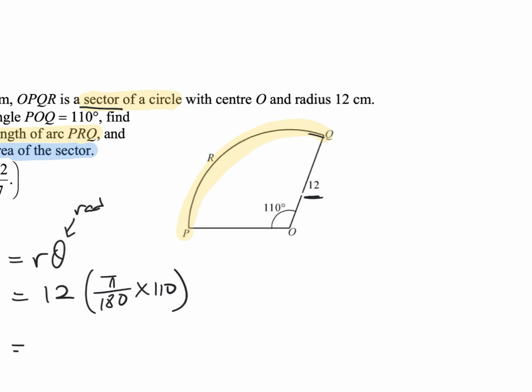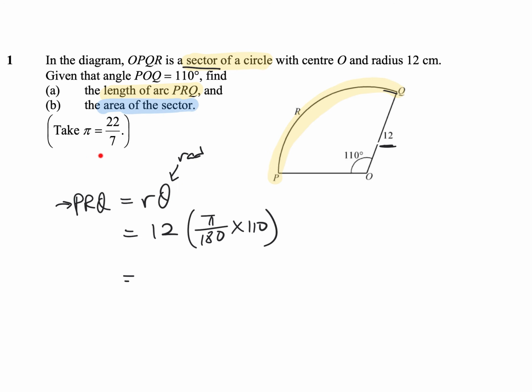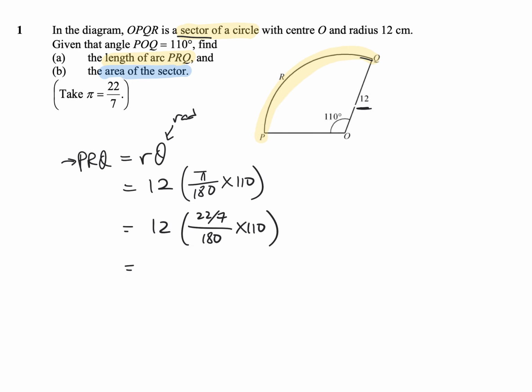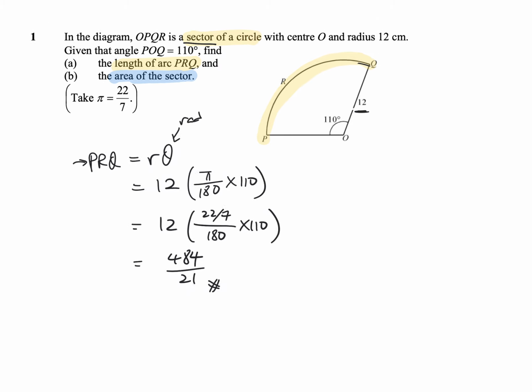Right now, I think it's important to note that the question states to use pi equals 22 over 7. So let's just do that. Pi is 22 over 7, and so let's plug it in. 22 over 7 over 180 times 110. And since I used pi as a fraction, what I get is also a fraction. Yep, that's the simplest form.